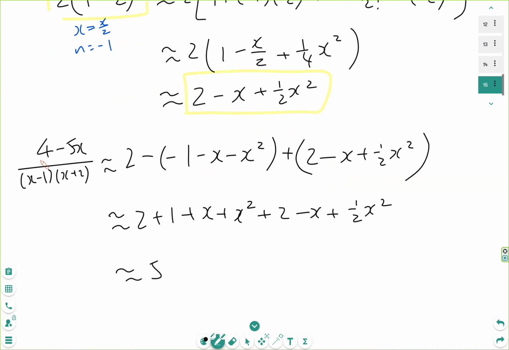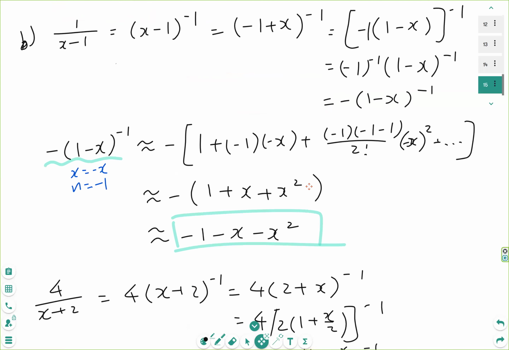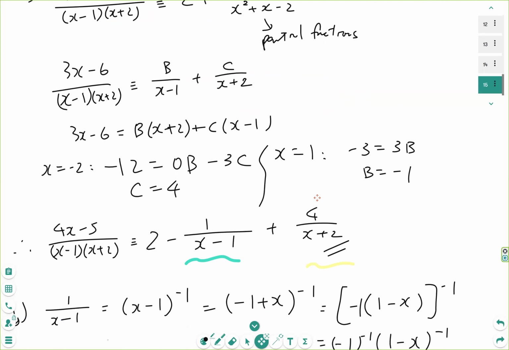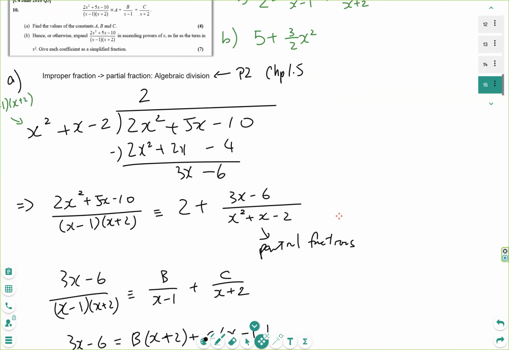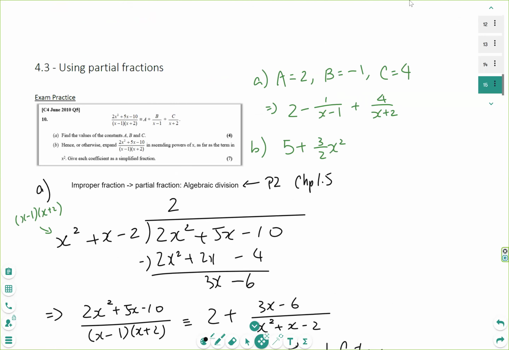Now what I'd like to do, when you have so many terms in here, is cross out all the terms I've taken care of. x minus x gone. x squared plus a half x squared is 3 over 2 x squared. And that's the answer we need. 7 marks, hard earned but well deserved. Give yourself a round of applause, because that's the end of chapter 4.3.